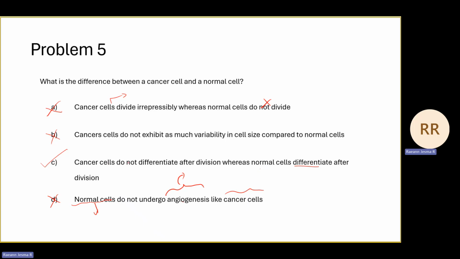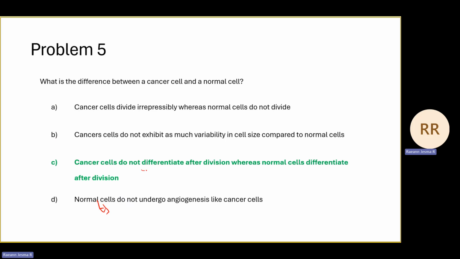Whereas in the case of cancer cells, there is no differentiation happening. It means there is no particular role assigned to the multiplied cell. So the correct answer is option C. Cancer cells do not differentiate after division, whereas normal cells differentiate after division. Is this clear?